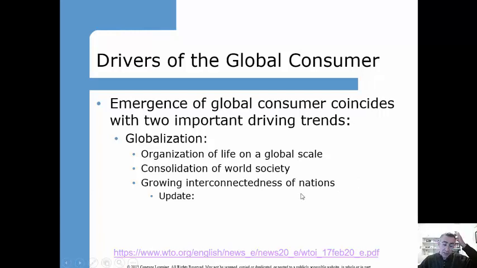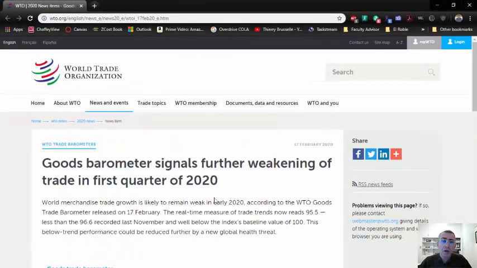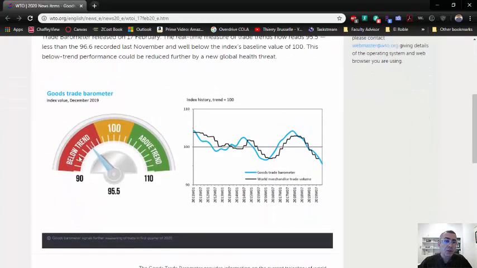And this is again where I was talking about your author discussing trade integration. What does that mean? The tendency of these countries to cut deals together and create trade deals. As you know, there's been some hiccups there. So what I have here for this update is the World Trade Organization has a fun little tool that they call the Trade Barometer. The barometer signals further weakening of trade in the first quarter of 2020, with the index value below trend since December.